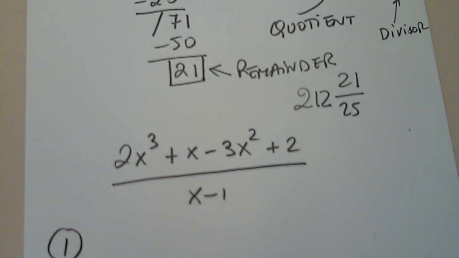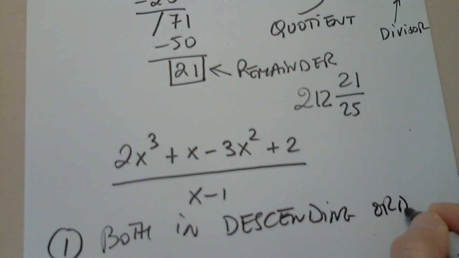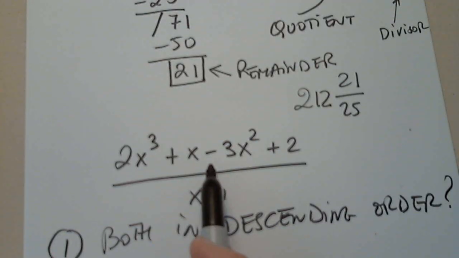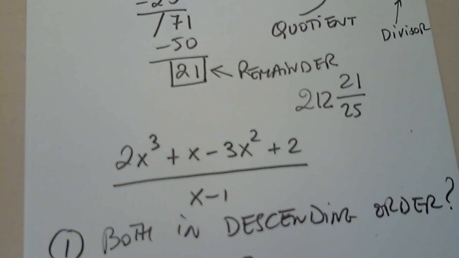Question number 1, both in descending order? If not, rearrange. They're not. The denominator is, but the numerator is not. So 2x cubed minus 3x squared plus x plus 2 divided by x minus 1. This is the first step, a mandatory step. I cannot start without this.